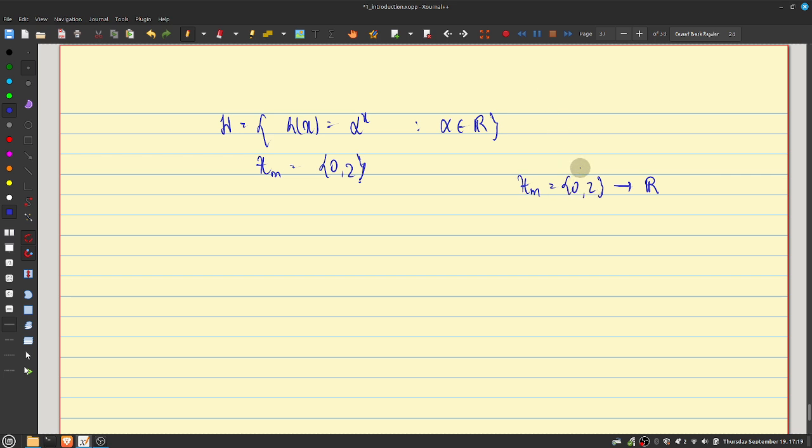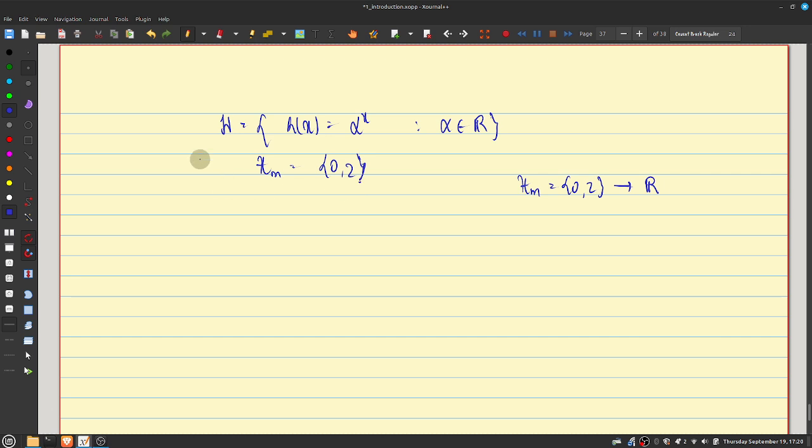So this is a finite set. The domain is a finite set. The range is potentially all of R. So what does this space of functions look like? All possible functions from {0, 2} to R. It has a very specific structure, a very simple structure.